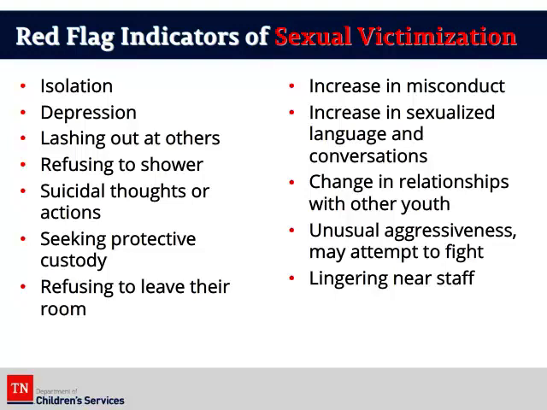The following list shows indicators of sexual victimization. Those indicators include isolation, depression, lashing out at others, refusing to shower, suicidal thoughts or actions, seeking protective custody, refusing to leave their room, increase in misconduct, increase in sexualized language and conversations, changes in relationships with other youth, unusually aggressive, or lingering near staff.